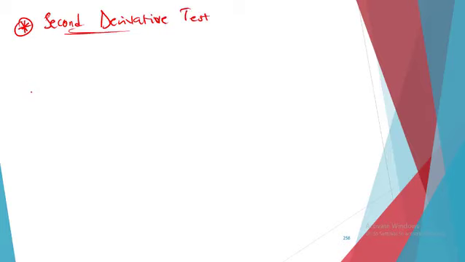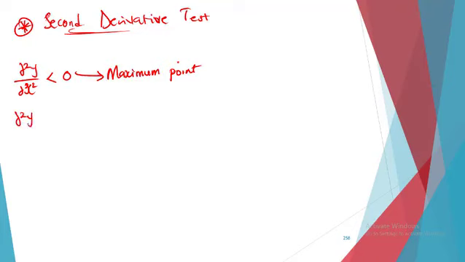Just bear it in mind that when we obtain d squared y over dx squared to be less than 0, then we've obtained what we call the maximum value. That's the maximum point. When we have d squared y over dx squared to be greater than 0, then we've obtained a minimum value, or a minimum point. Okay, so let's take an example to illustrate this.